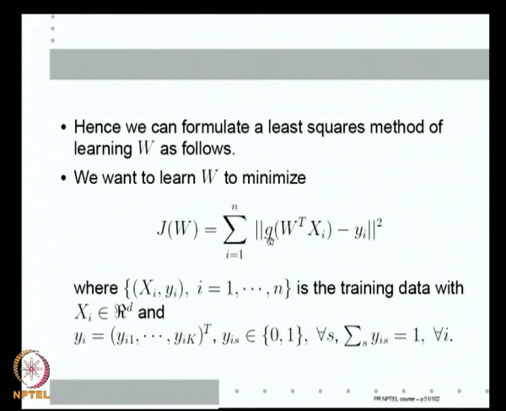I did not put half, we can put half, we do not have to put half. I have been putting half so that when you differentiate the 2 will go away, but really that makes no difference. Another thing I want you to notice is earlier we were just simply writing g of W transpose x minus y whole square. Now, we can't do that because they are vector valued functions. So, g of W transpose x_i is a vector, y_i is a vector, that is why I put a norm on either side. So, it is a norm square. Okay. So, this is what we want to minimize.